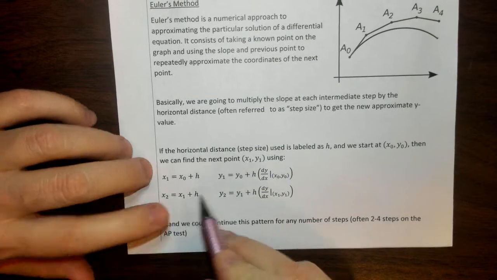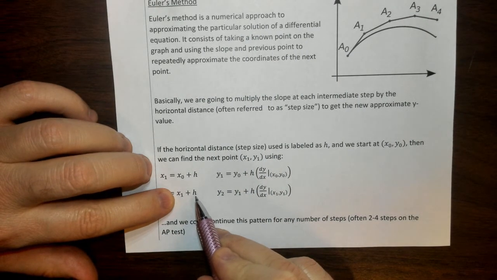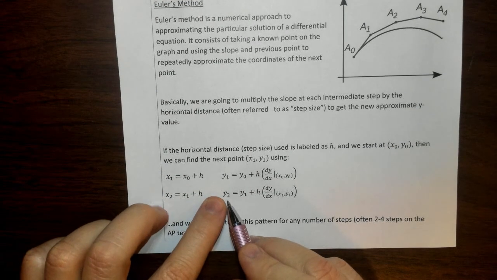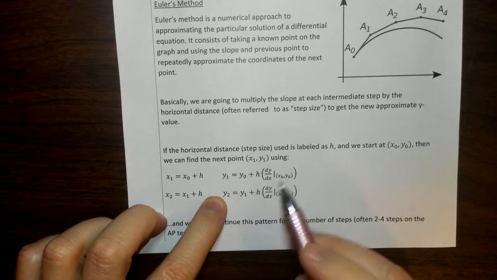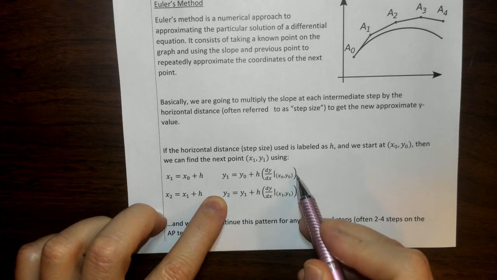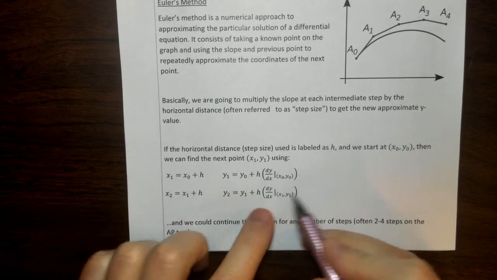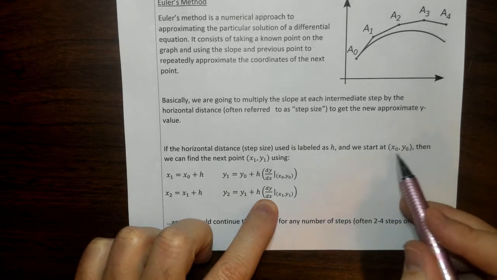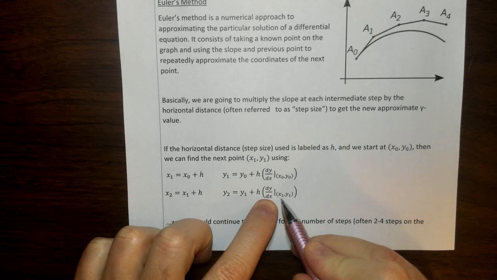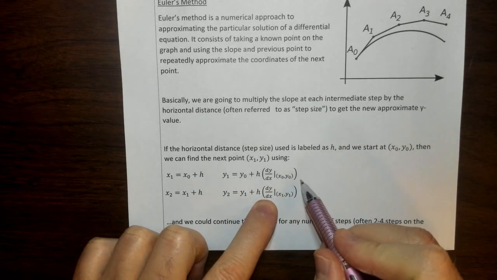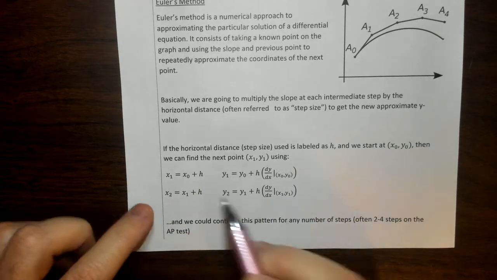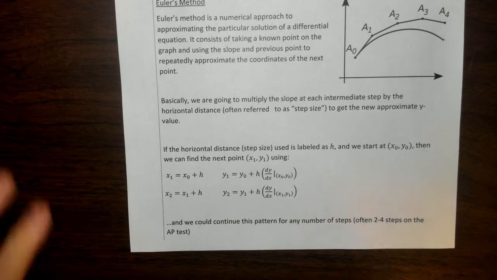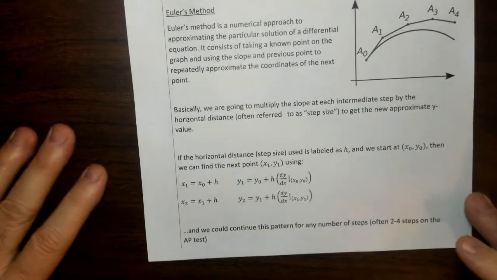To get to x2, we go one more step size, one more horizontal distance from x1. To get to y2, we use the previous point, the values that we got for x1 and y1. We start with the y value that we just got, add h times the same differential equation. But this time we use the previous point, not the original x0, y0. We use the ones we just got in the line right above us. And if I wanted to keep going, I could do x3 and y3, keeping the pattern going. We can do this for any number of steps.